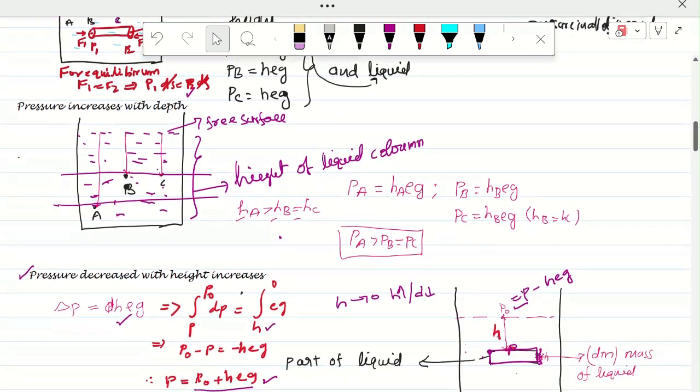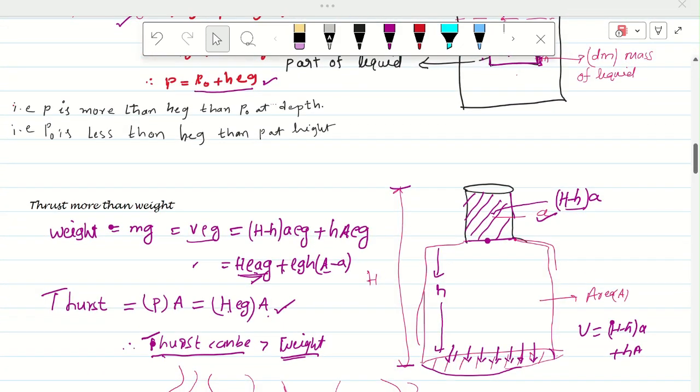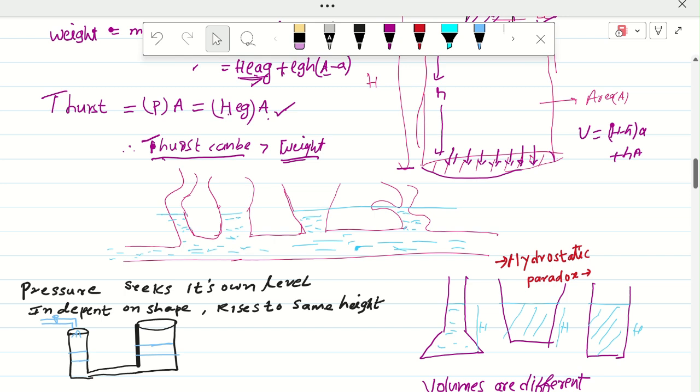Now coming to the explanation of those properties. If you observe in general life also, consider two limbs, two different tanks like this. In one of the small tanks, water is falling. After some time, you observe that in both the tanks the level of water rises equally. The water comes into the smaller tank only, but even after filling the smaller tank, it goes to the bigger tank and both levels rise equally. So this is pressure seeking its own level. It is independent of the shape of the container.